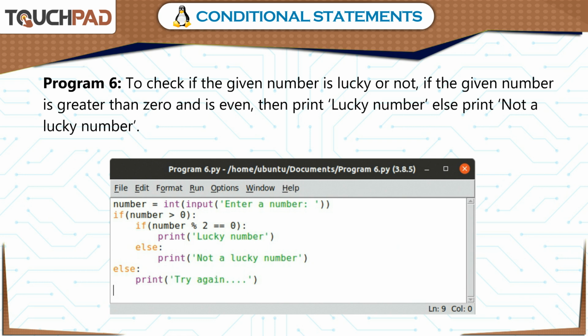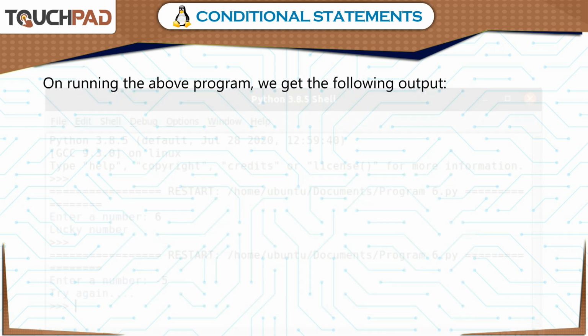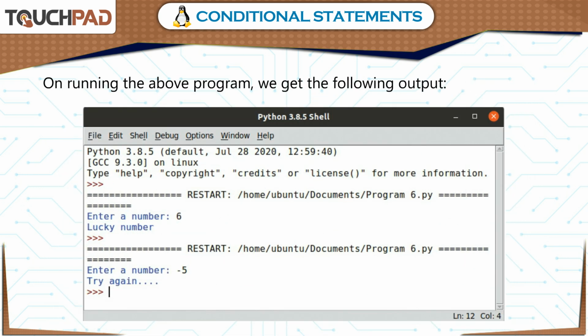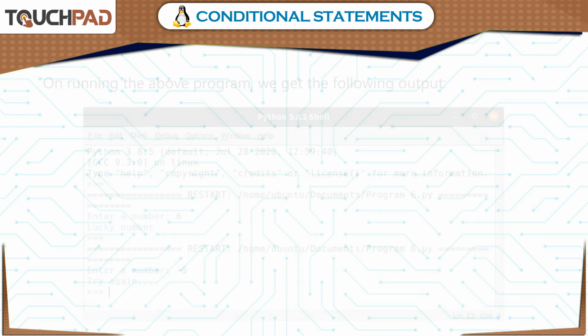Program 6. To check if the given number is lucky or not. If the given number is greater than 0 and is even, then print lucky number, else print not a lucky number. On running the above program, we get the following output.